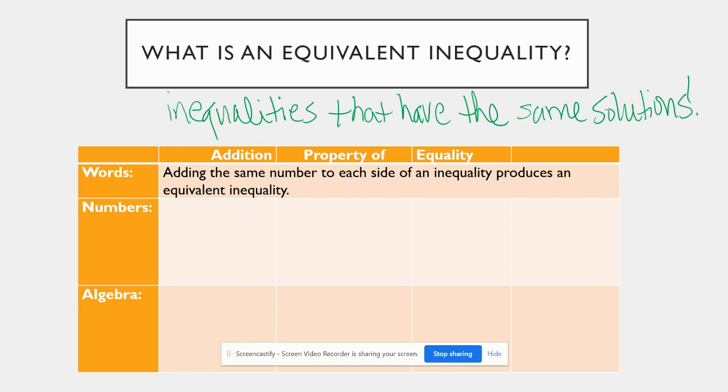So the addition property of equality, adding the same number to each side of an inequality, produces an equivalent inequality. For example, if we used -3 is less than 2, and then we chose to add 4 to each side. Because we're adding 4 to both, that makes it adding the same value. And now we have 1 is less than 6. This is still true. So that makes them equivalent.